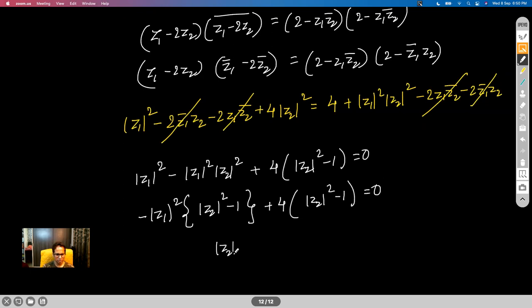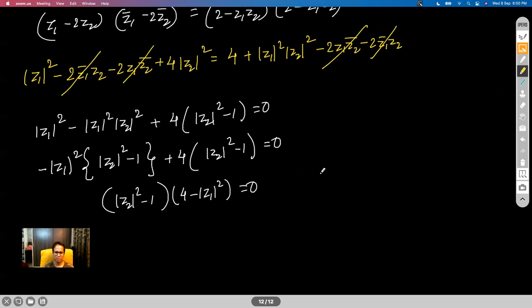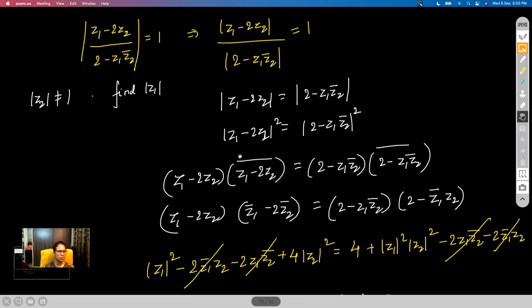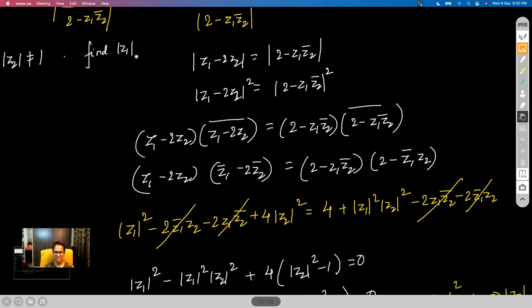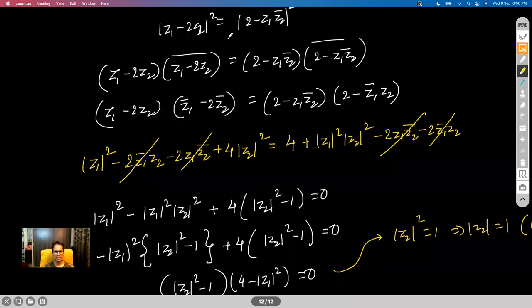Yeah, take mod Z2 square minus 1 common and you'll end up getting 4 minus mod Z1 square. Okay, so this gives you two possibilities. Either your mod Z2 square is 1, which means mod Z2 equal to 1. But this is not possible because the question setter himself has mentioned that Z2 is not unimodular, isn't it? So this is not possible. What is possible? The second possibility, that 4 minus mod Z1 square is 0. That means Z1 square is 4.